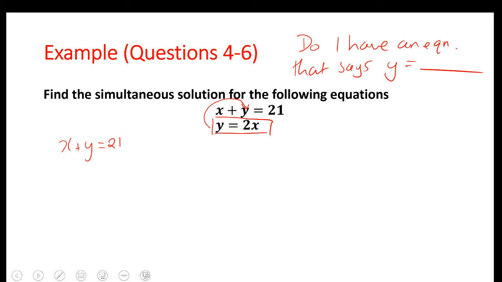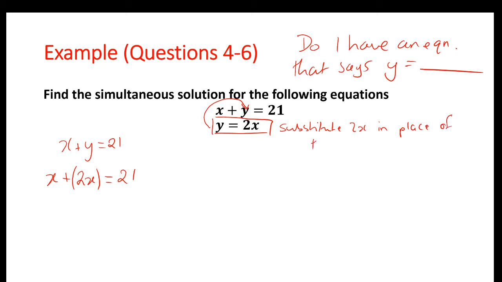So this is just going to make this other equation become x plus 2x is equal to 21. And I'm going to put that in brackets just to remind us that that was from the other equation. Okay, so substitute 2x in place of the y's in the first equation.